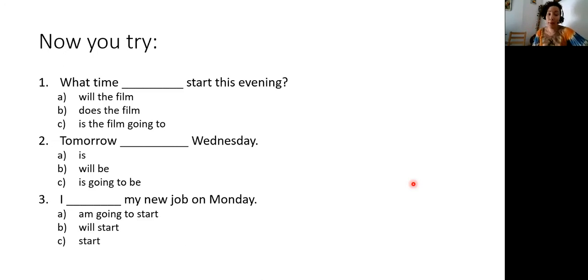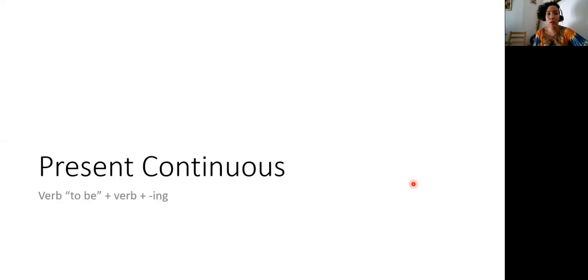The same is true about number 2, okay? Tomorrow is Wednesday. And the time marker here is tomorrow, okay? And in the last one, on Monday is the time marker. So we are talking about a future Monday, all right? Great. Present simple for things that are on a timetable. Okay, they are scheduled. So let's look at present continuous.